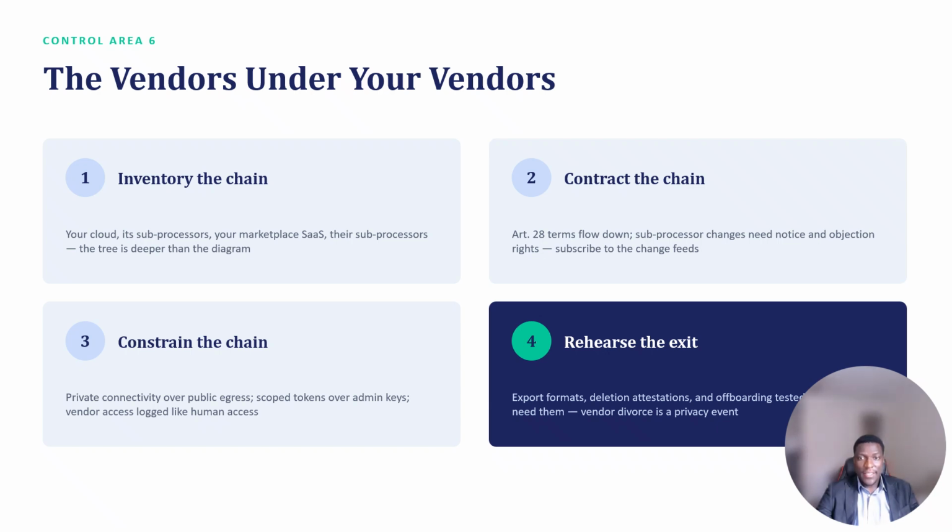Then next, constrain the chain. You can do this technically. For example, using private connectivity instead of public egress, scoped tokens instead of admin keys, and vendor access logs with the same rigor as human access.